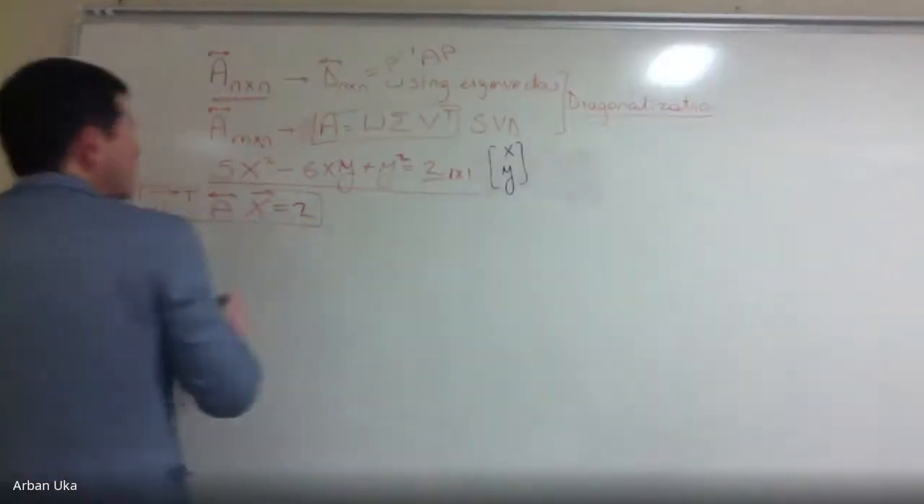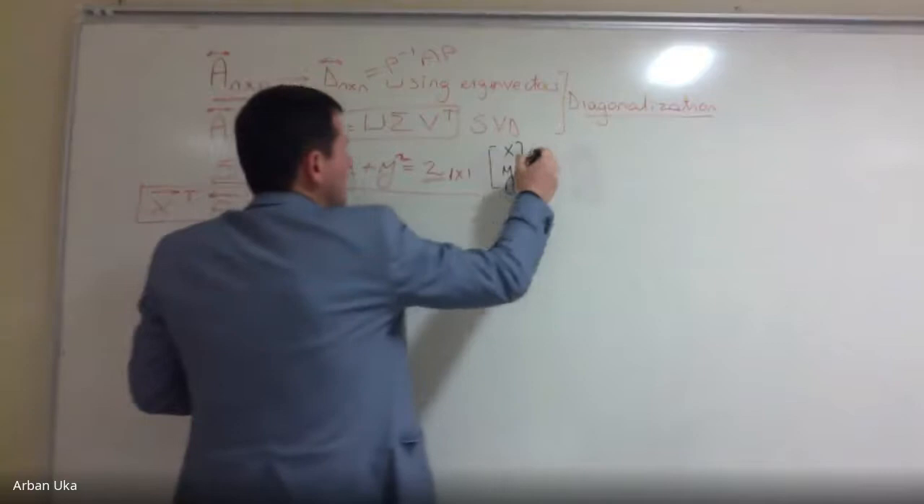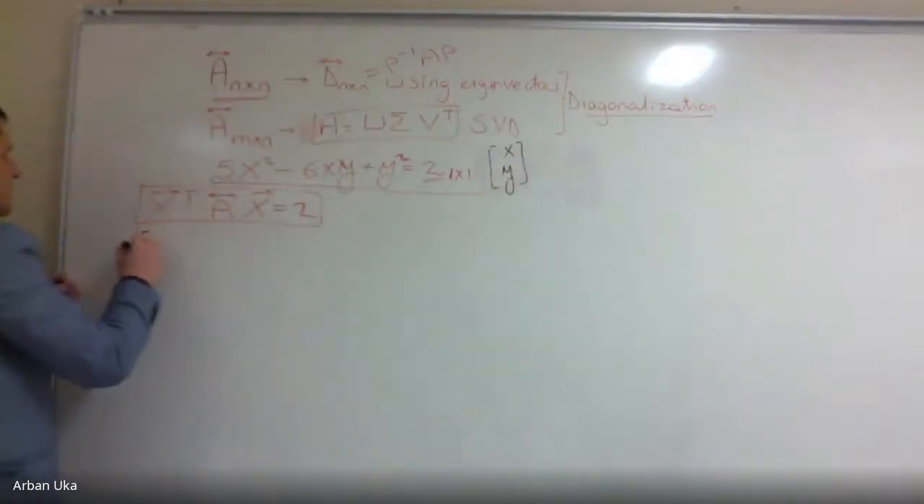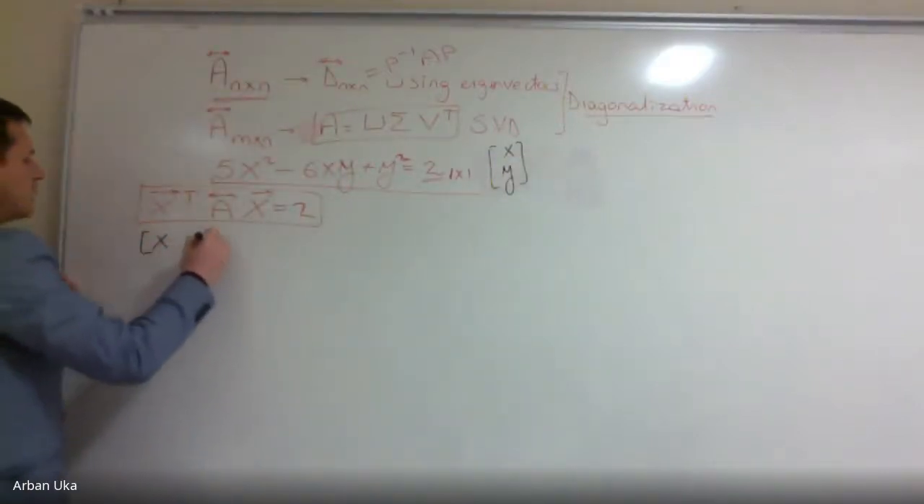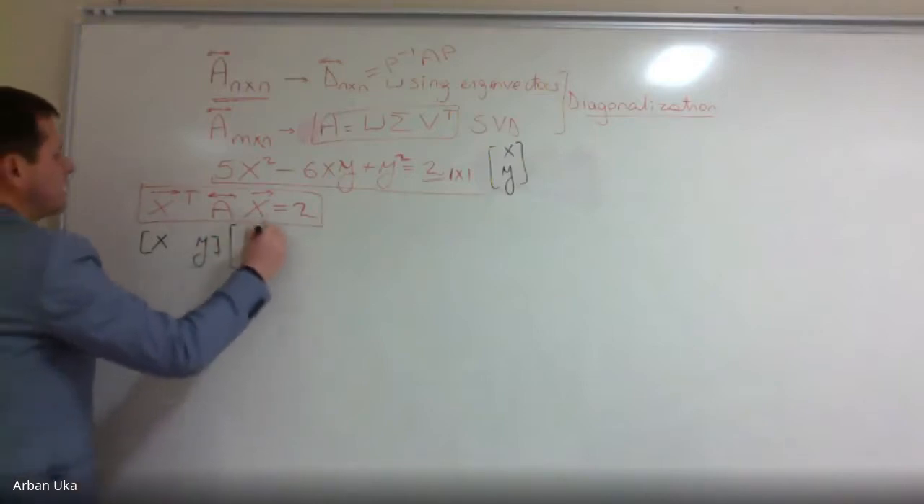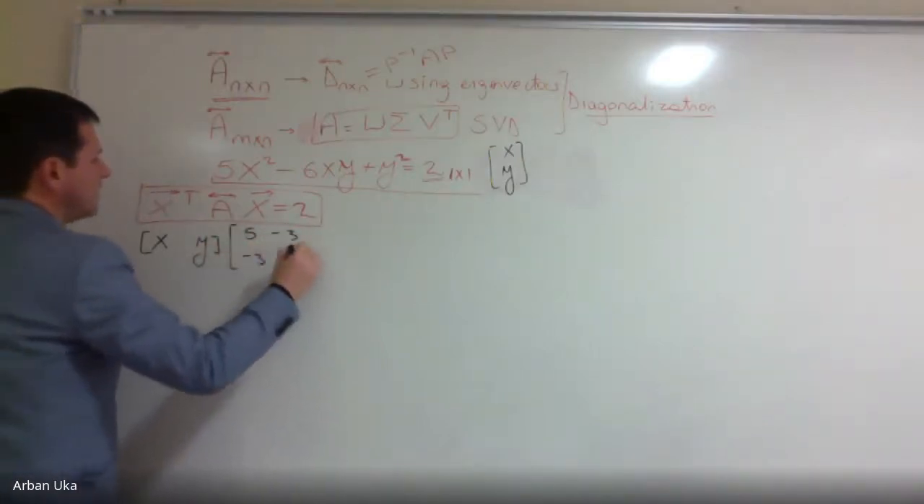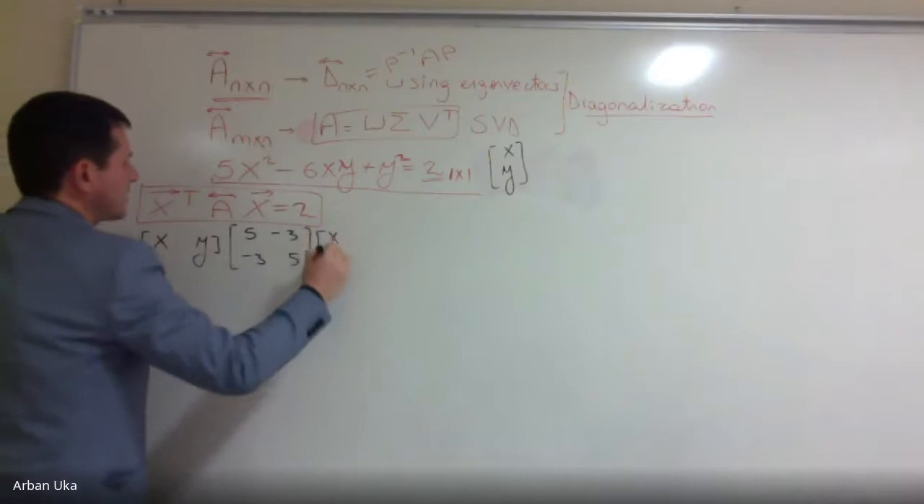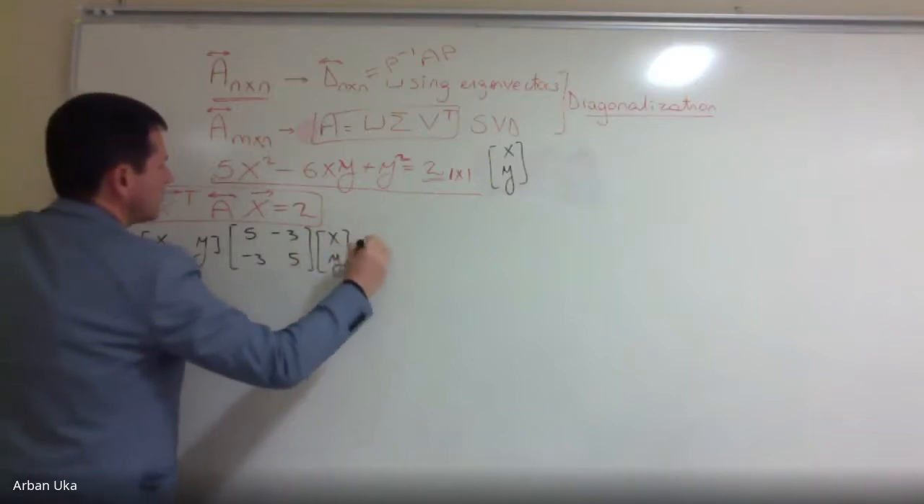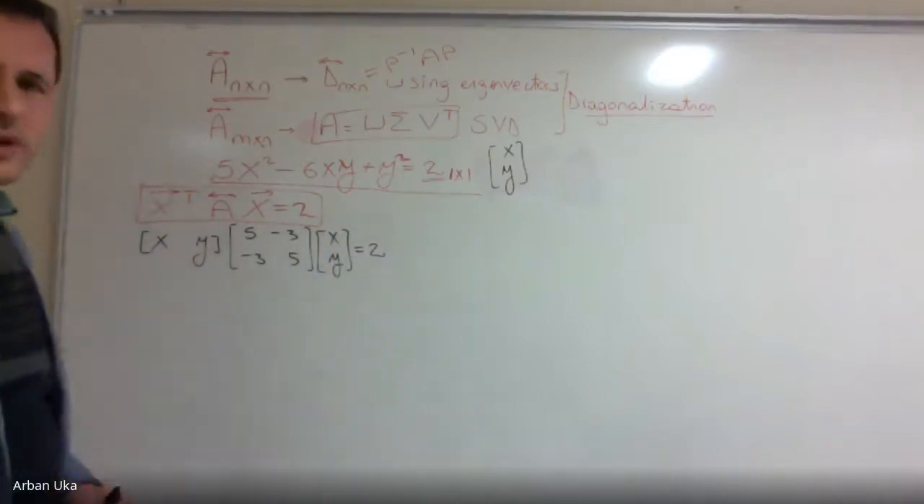So one possible approach is that this is x, and the transpose of this one is going to be as such. We have here x and y multiplied by the matrix 5, minus 3, minus 3, 5, multiplied by x, y. This is equal to 2. Okay. So this is one way to write this.